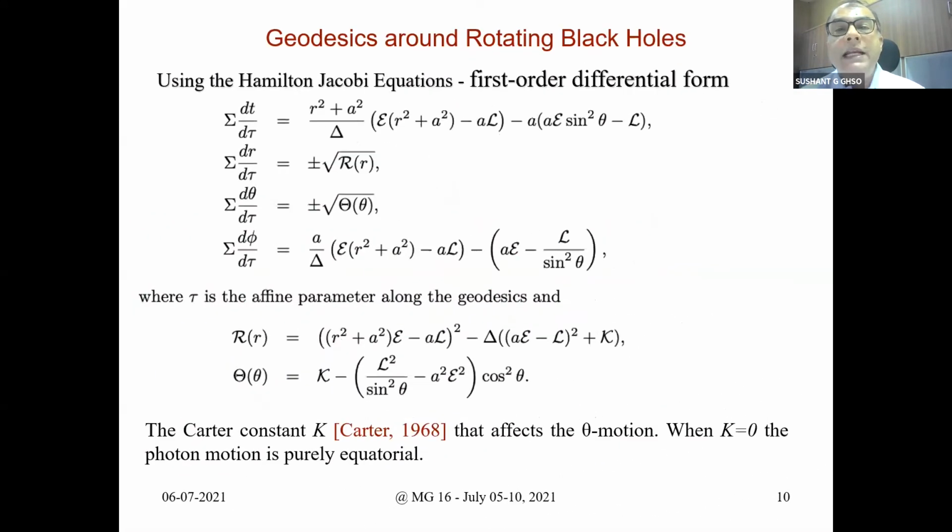So we are interested in the motion of the particle. The motion of the geodesic photon around the black hole is necessary to study the shadow formation. For this purpose, we consider the Hamilton-Jacobi equation. As in the Kerr case, the metric doesn't depend on t and phi, so it admits two Killing vectors, and we can write the Hamilton-Jacobi equation in first-order differential form.